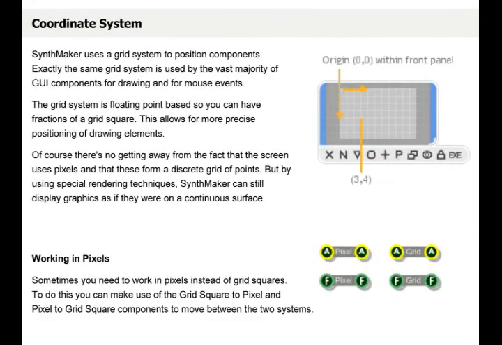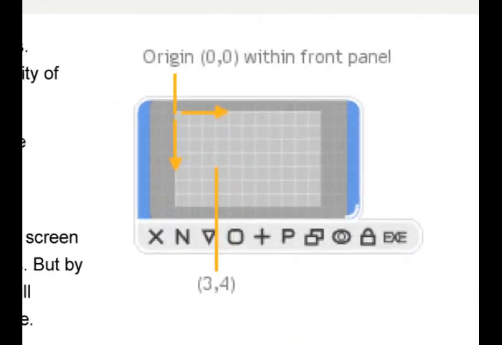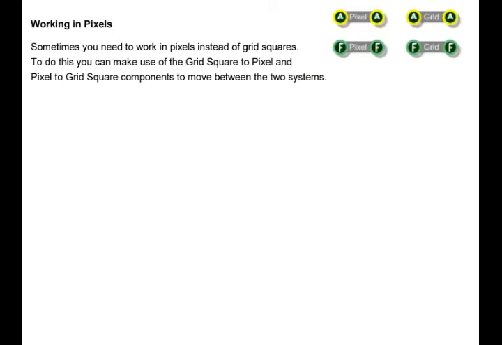Coordinate system. SynthMaker uses a grid system to position components. Exactly the same grid system is used by the vast majority of GUI components for drawing and for mouse events. The grid system is floating point based, so you can have fractions of a grid square. This allows for more precise positioning of drawing elements. Of course, there is no getting away from the fact that the screen uses pixels and that these form a discrete grid of points. But by using special rendering techniques, SynthMaker can still display graphics as if they were on a continuous surface.